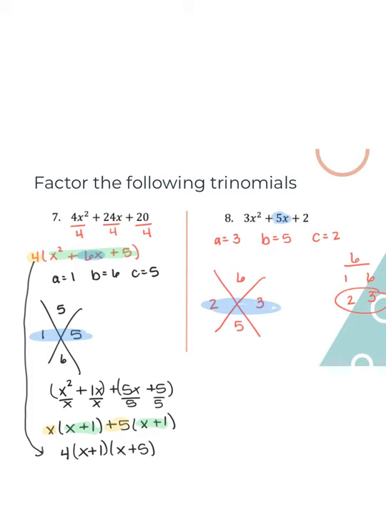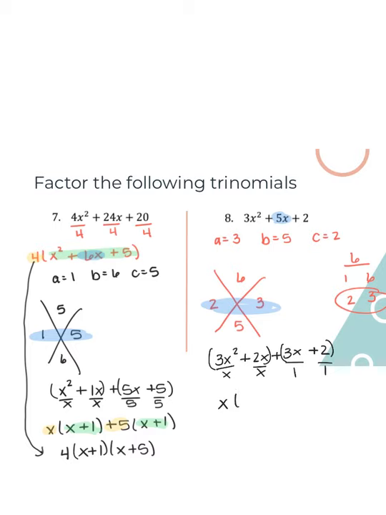So I'm going to start with 3x squared plus 2x plus 3x plus 2. And put parentheses around those ones. 3x squared and 2x, they both have an x in common. And 3x and 2, they both just have a 1 in common. Okay, so my x comes out front.